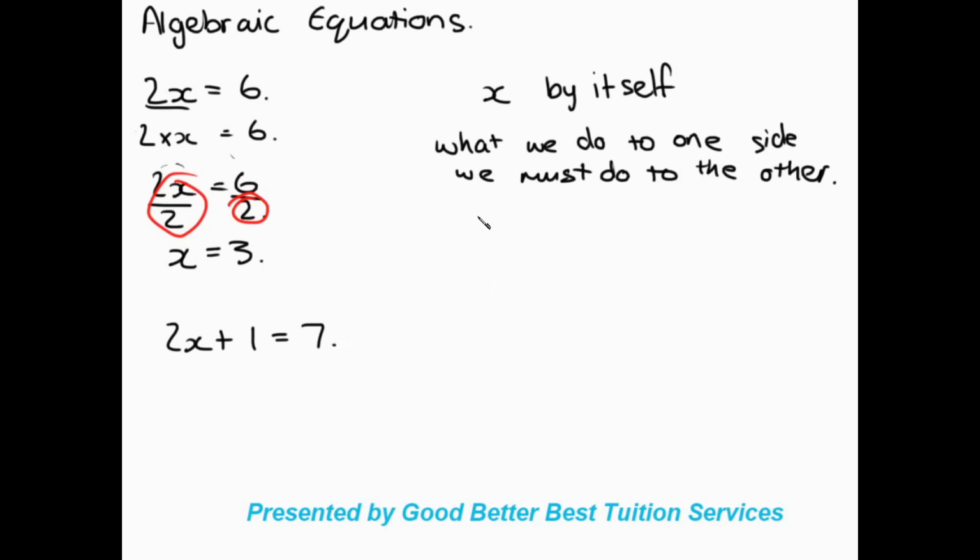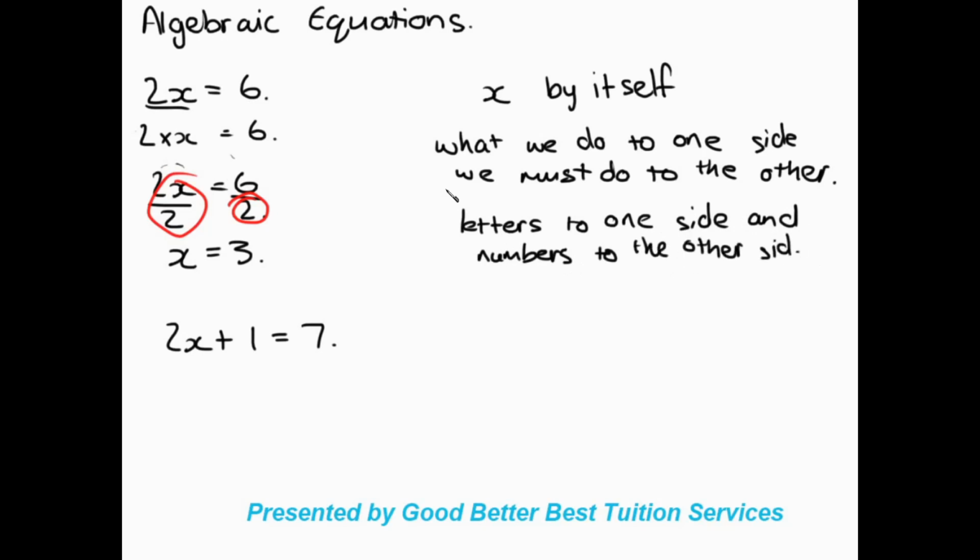So again, this is the third thing. Letters to one side and numbers to the other side. So just so you can see, this would be number 1, x by itself. Number 2, what we do to the one side, we must do to the other side. And letters to one side and numbers to the other side.